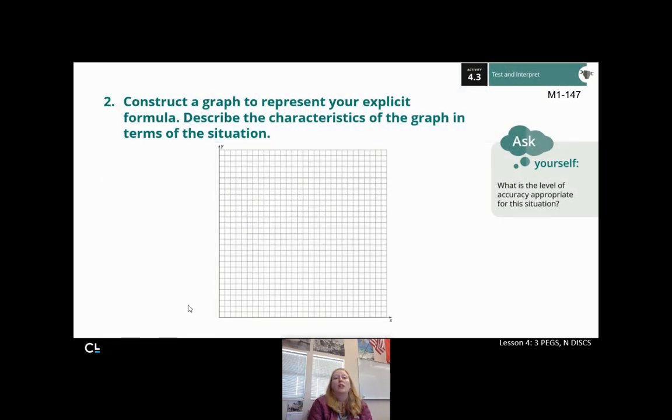So here's what you're going to do. You are going to construct a graph to represent your explicit formula. And it's actually pretty easy to do because you already have a table, where you have the number of disks and the minimum number of moves. Think of that as your independent and dependent quantities, as your x-axis and your y-axis. And go ahead and make a lovely little graph. So hit pause, use that table to make a graph for your explicit formula, and then hit play when you're ready to check your work.